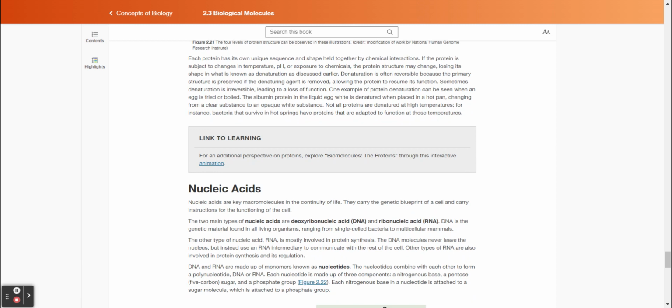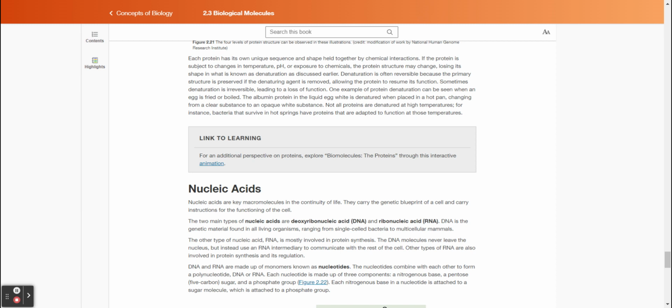Each protein has its own unique sequence and shape held together by chemical interactions. If the protein is subject to changes in temperature, pH, or exposure to chemicals, the protein structure may change, losing its shape in what is known as denaturation, as discussed earlier. Denaturation is often reversible because the primary structure is preserved if the denaturing agent is removed, allowing the protein to resume its function. Sometimes denaturation is irreversible, leading to a loss of function.